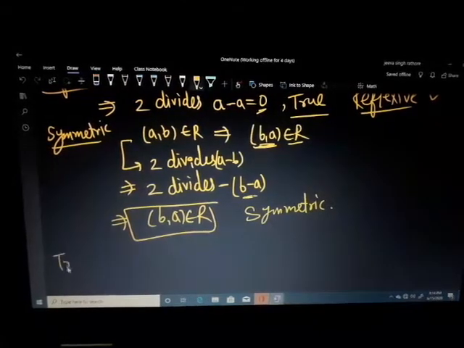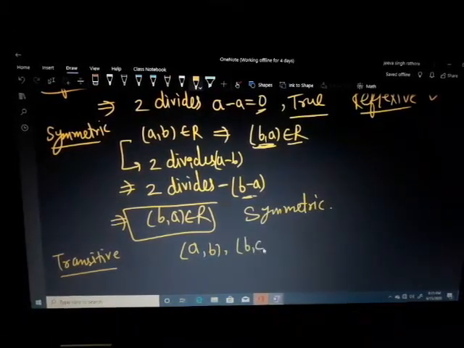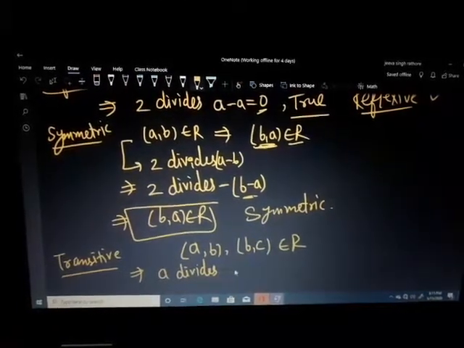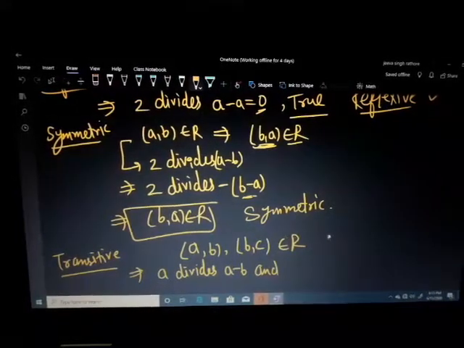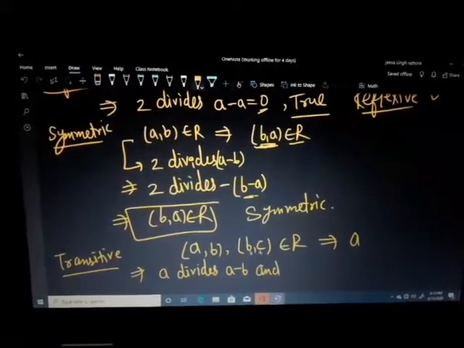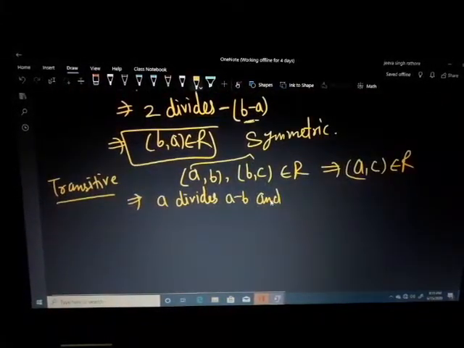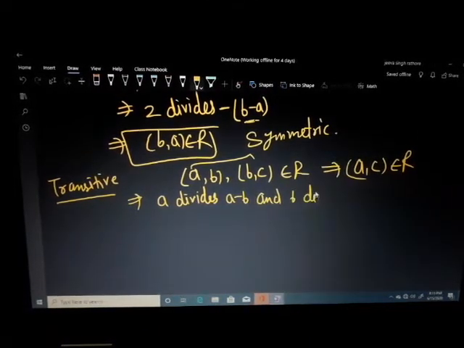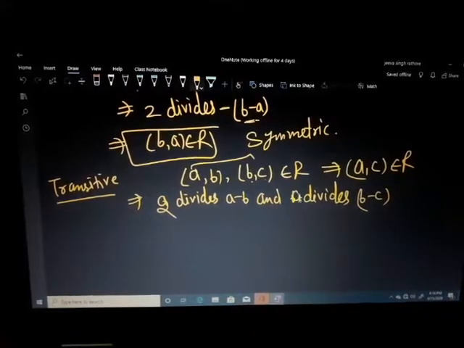Next we have to prove this one is transitive or not transitive. Let's consider if (a, b) and (b, c) belong to R, that implies 2 divides a minus b, and you have to prove (a, c), first and third one, (a, c) must also belong to R, then this will be transitive. 2 divides a minus b and 2 divides b minus c.